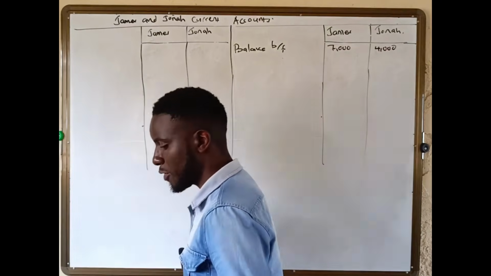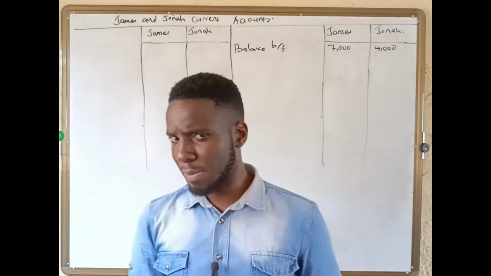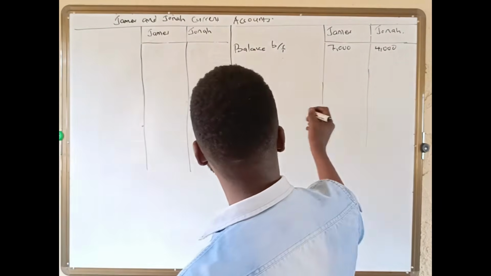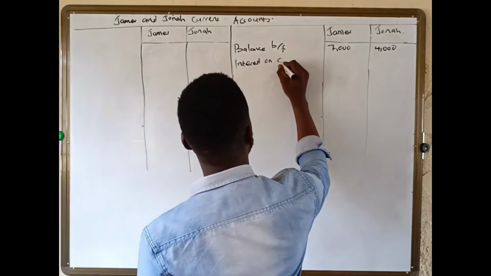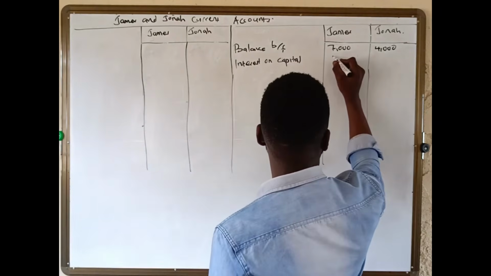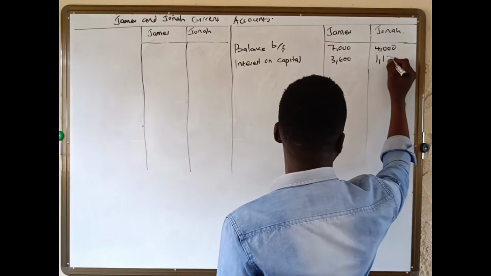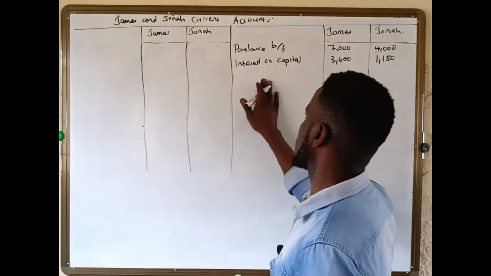So that's the balance brought forward that we had. Then we are going to bring our interest on capital, the one that we calculated up there. So we shall say interest on capital, and the one we got for James was 3,600 and for Jonah was 1,150. So that's our interest on capital.